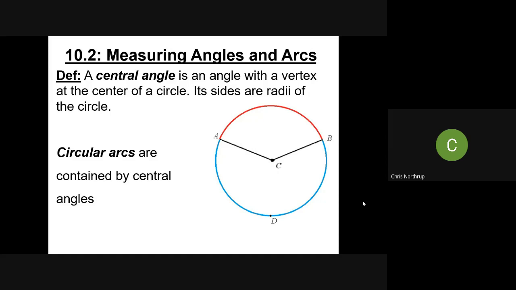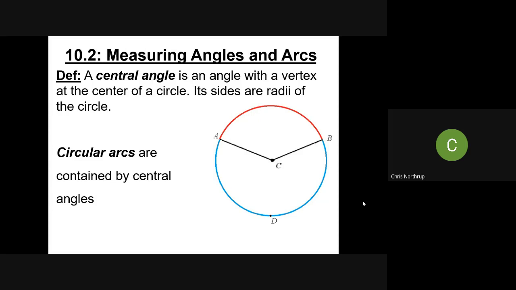In this video, we're going to take a look at measuring what we call arcs of a circle. So first off, we're going to define a new angle. Looking at this circle here with center C, we would call that angle ACB a central angle. It's a central angle because its vertex is at the center of a circle. Also, its sides are each a radius of the same circle. So we say they are radii of that circle.